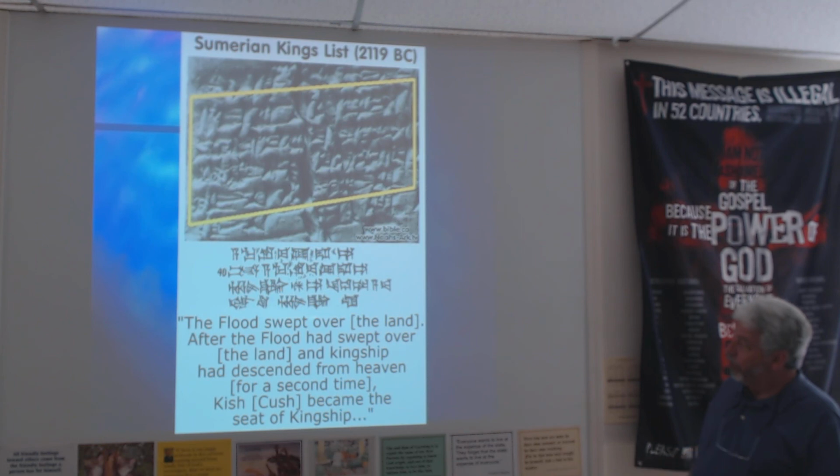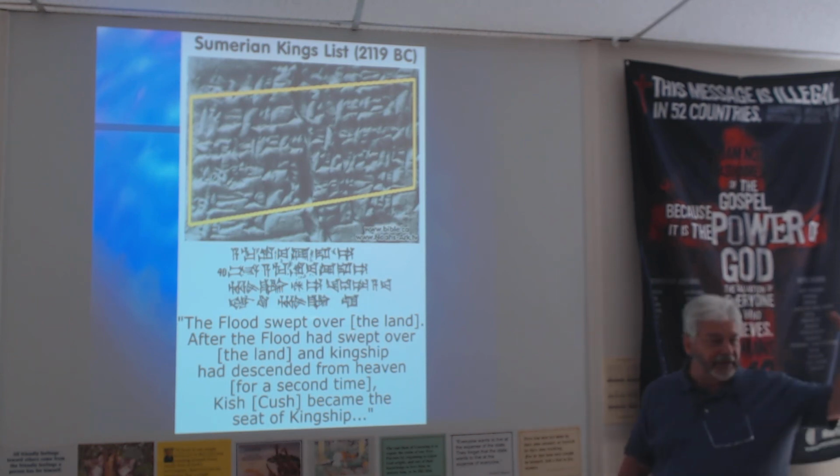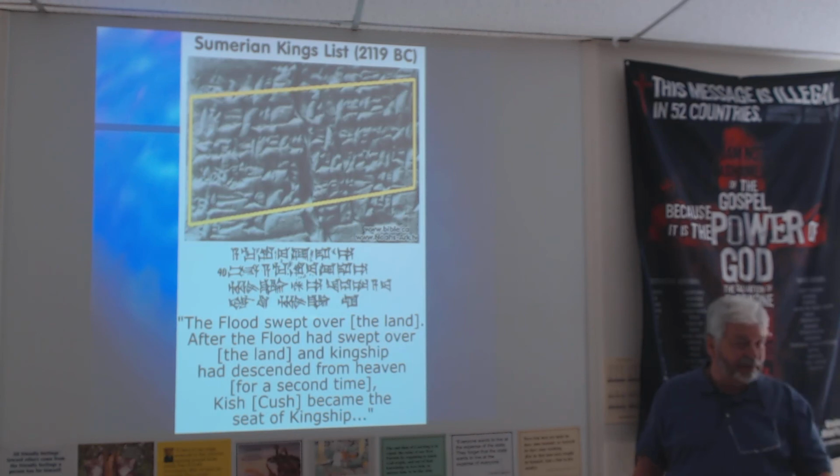The flood swept over the land. After the flood had swept over the land, and kingship had descended from heaven, Kish, or Cush, became the seat of kingship. Notice, the flood swept over the land. And so in this listing of kings, it lists the kings before the flood and the kings after the flood.